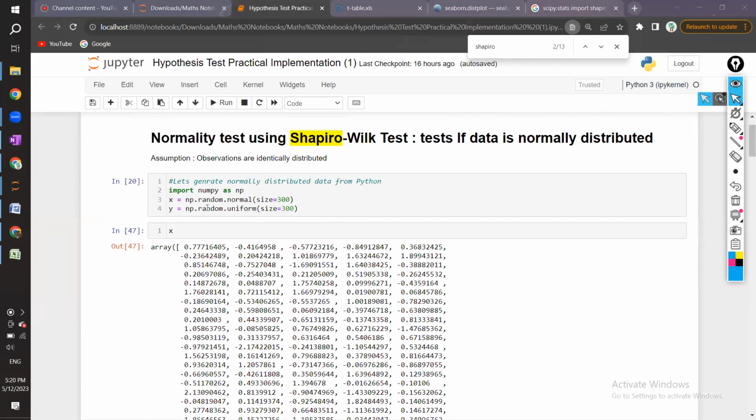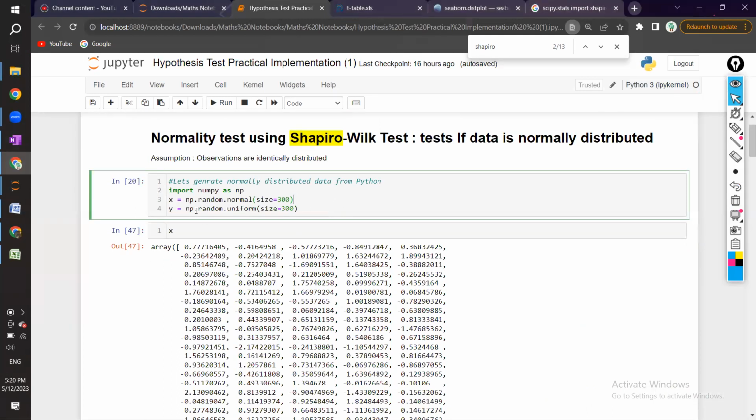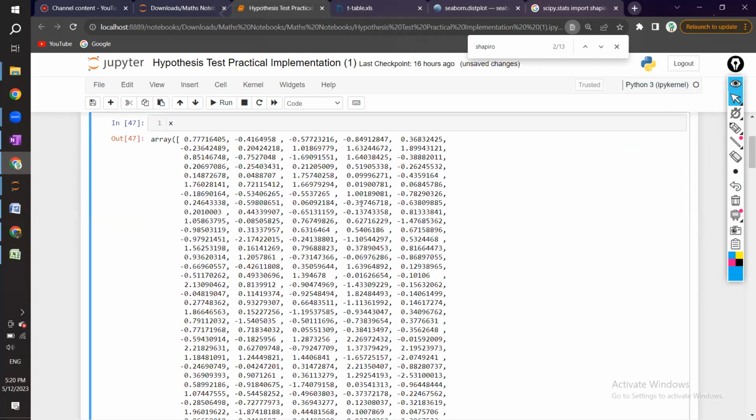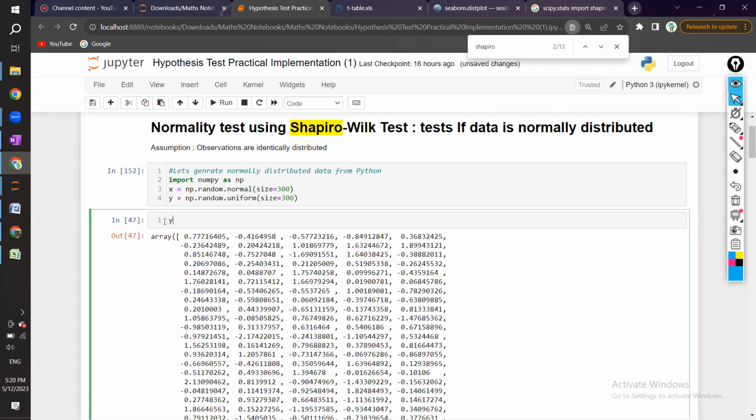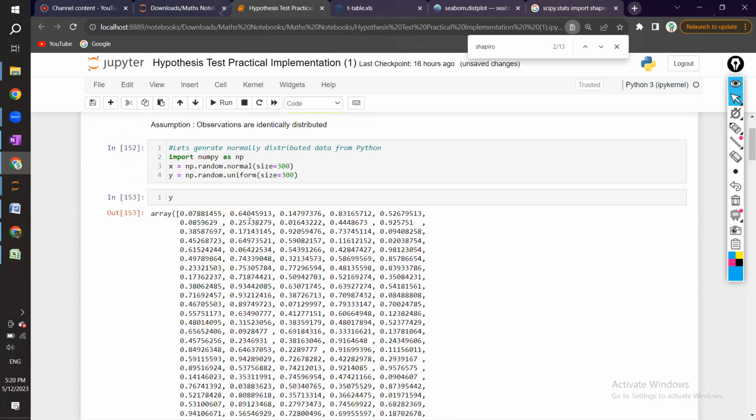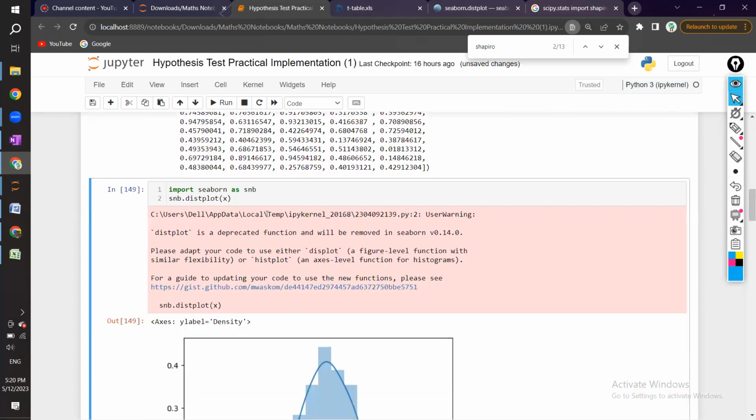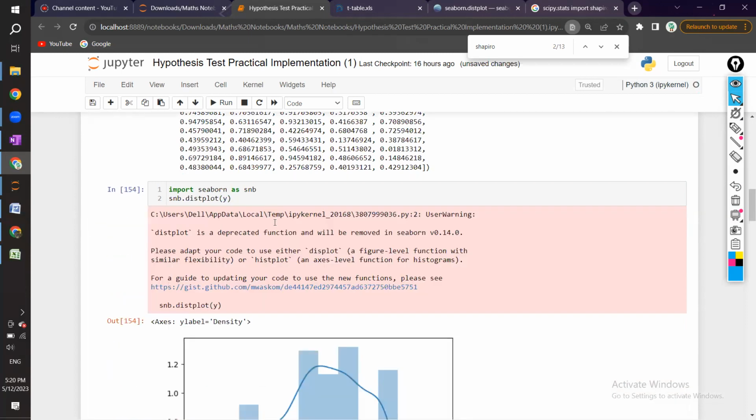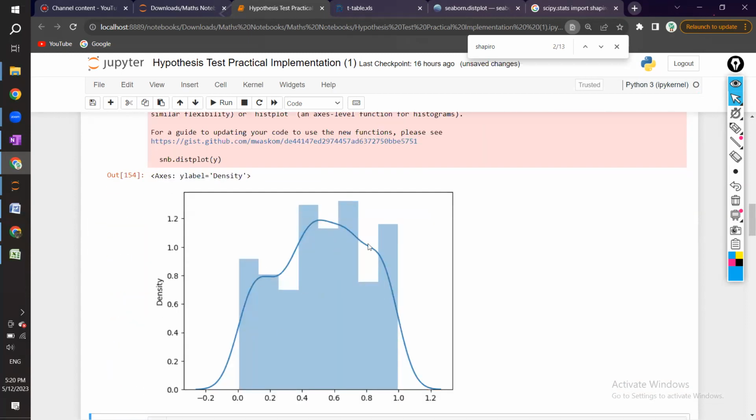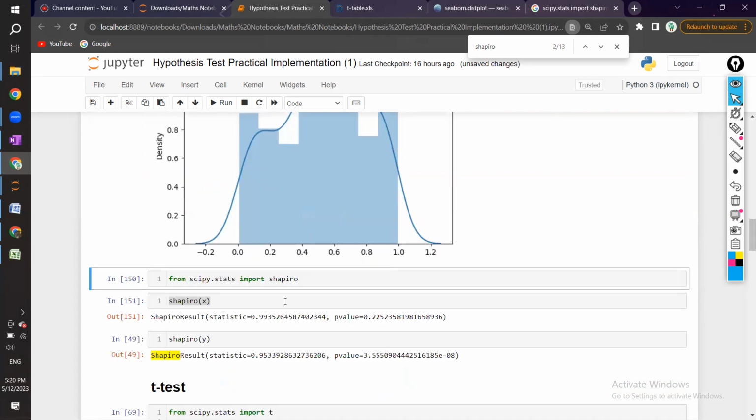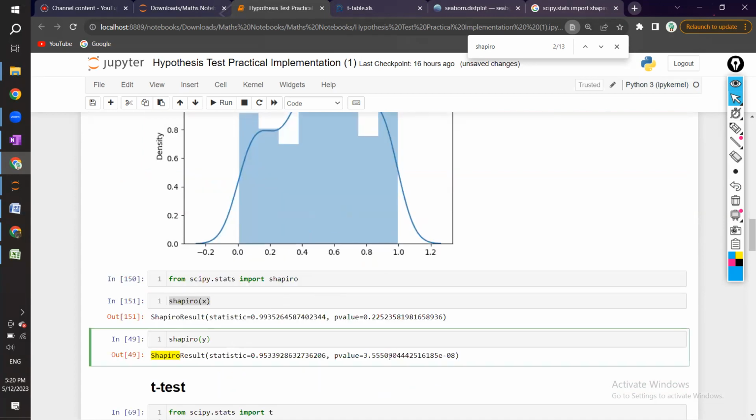Now let's say you have the y value. I'm creating one more data set using np.random.uniform, so I'm creating a uniform distribution. If I plot y, can you see it is a uniform kind of distribution? Now if I pass the value of y, can you see what I'm getting? What is this value, guys?